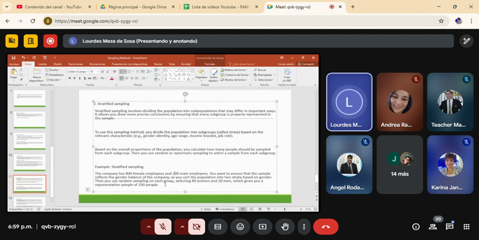The stratified sample is a representative sample of these 1,000 employees. It's not like I have 1,000 employees and I took, I don't know, 90 women and 10 men, because the proportion won't be the same, right?